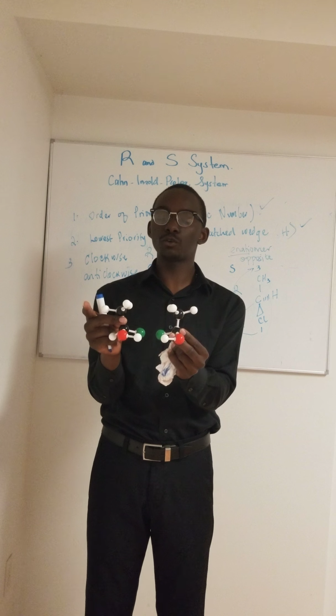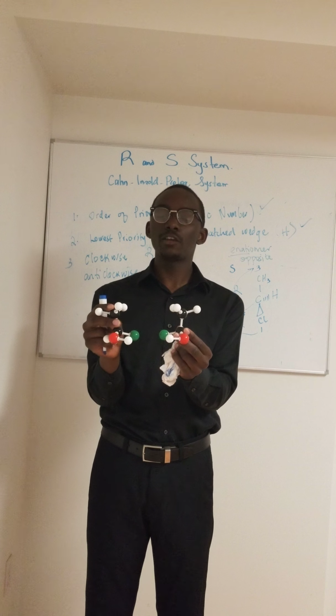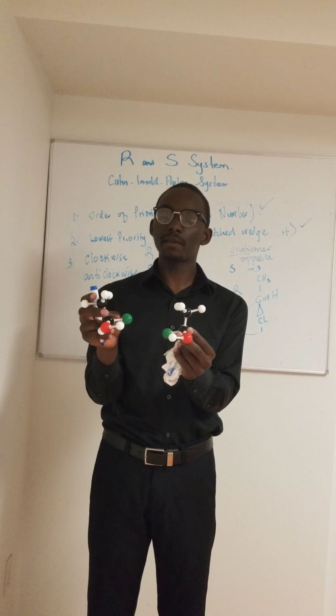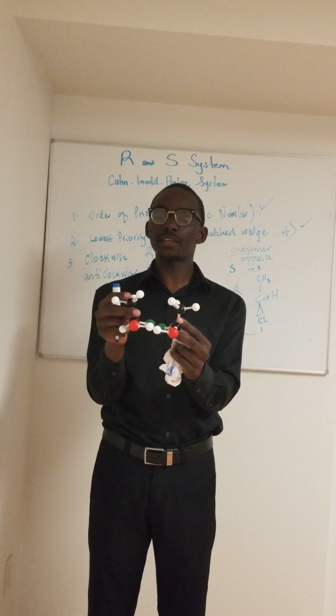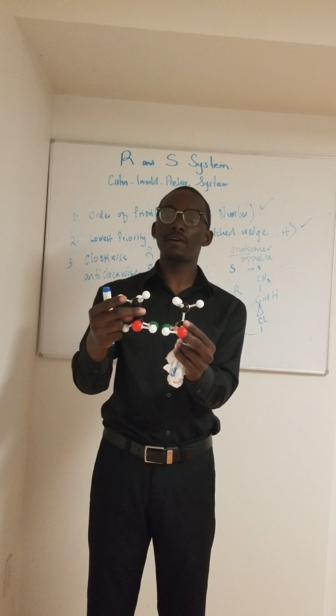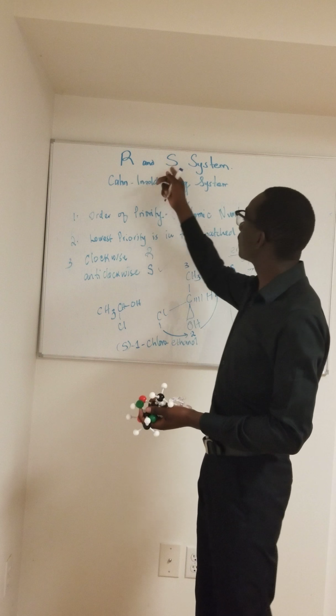If they give you an R isomer and they tell you to draw the S isomer, you just draw the mirror image of it. How? By making sure that these two look the same, they are on the same side, and the hydrogens are very far away from them. So basically that's all about the R and S system.